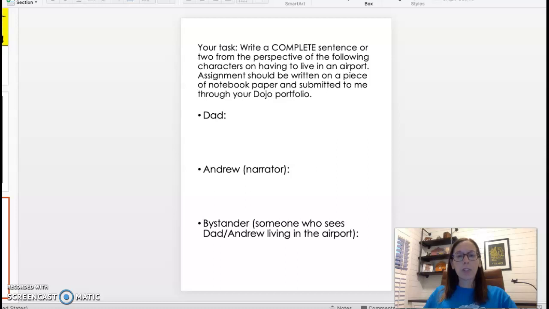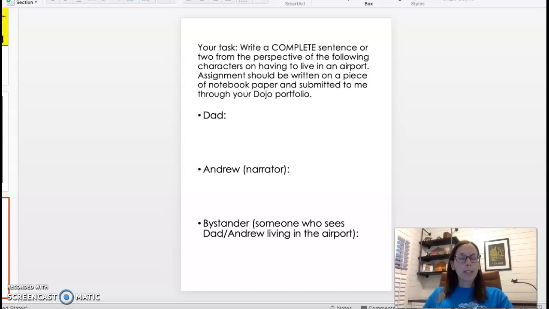All right, so you need to write 1 to 2 sentences about the perspective of the dad in Fly Away Home, and then 1 to 2 sentences from the perspective of Andrew, the little boy, which is the narrator. And then also you need to do the perspective of a bystander. That means someone who sees Dad or Andrew living in the airport. Now there are many people that you could actually choose. So you can write the word bystander, but I need you to also put that person's name so I know who you're talking about.